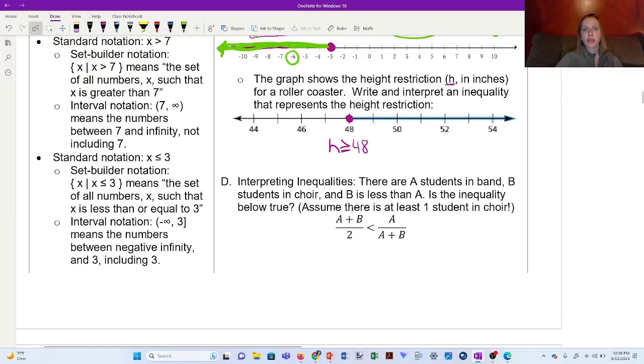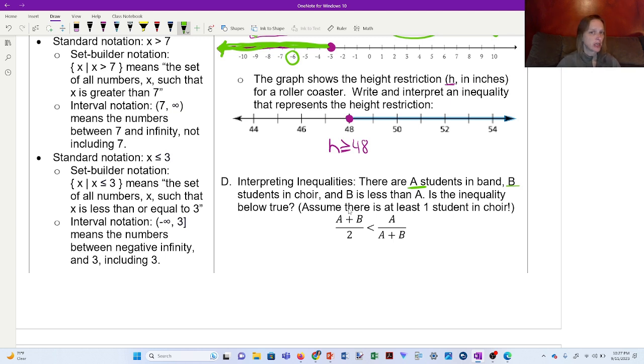There's one more important skill that we need to learn here, and that's interpreting inequalities. This is kind of like literal equations that we did in the previous chapter, interpreting what all of these letters mean for a particular scenario. So if I have A students in band and B students in choir, and B is less than A, is the inequality below true? Assume there's at least one student in choir. Okay, I'm talking about people here.